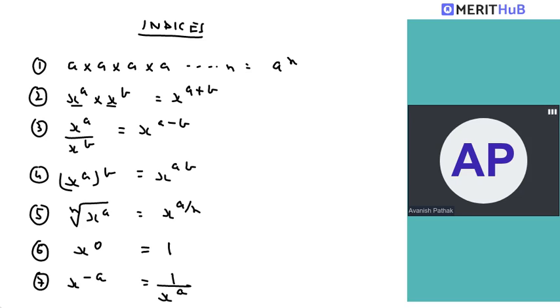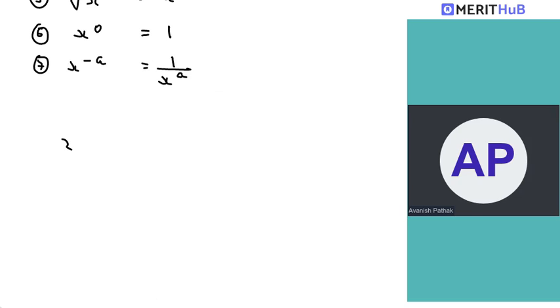Suppose I want you to calculate the value of 2 cube. That means I can write 2 into 2 into 2 for 3 times, and that's equal to 8. So that's the answer for 2 cube, and it is usually asked as a single mark question.